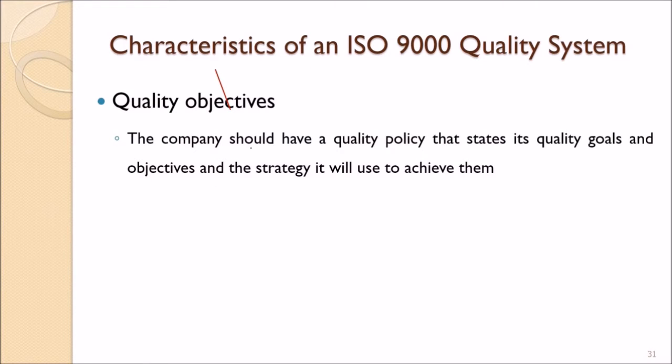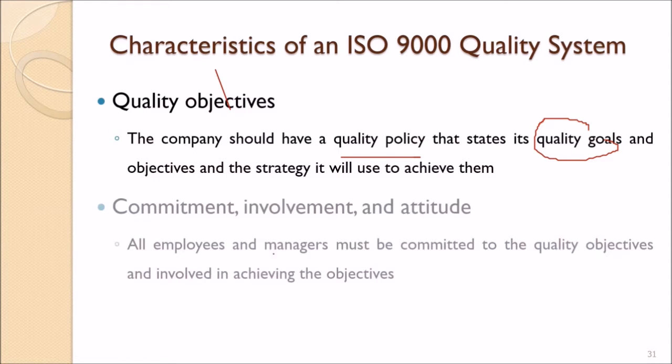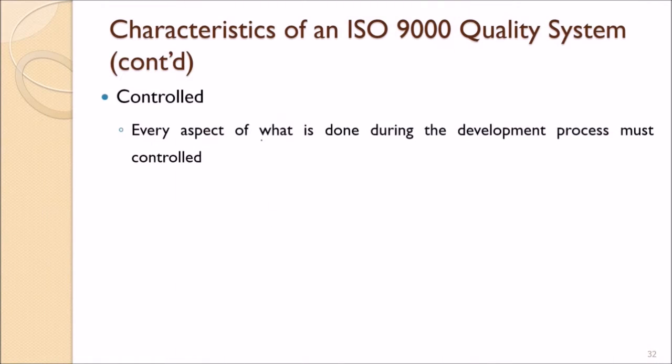First is quality objectives. The company should have a quality policy that states clearly and unambiguously the quality goals and the objectives and the strategy they will use to achieve them. Then the commitment, involvement and attitude. All the people who are involved, stakeholders, employees, managers, must be committed to the quality objectives and of course involved in achieving the objectives. Then controlled. These things need to be controlled. So every aspect of what is done during the development process must be controlled.